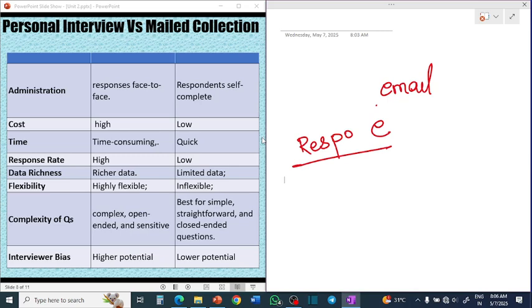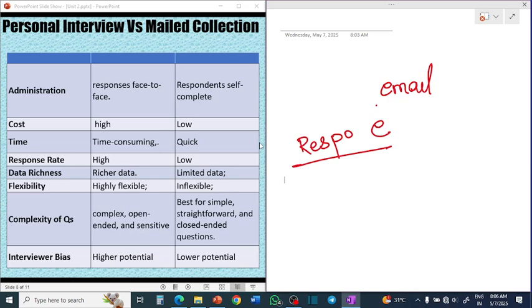Then we come on to flexibility. So when we do personal interview, it is highly flexible. We can select what persons we want, what questions we want, what will be the response. According to that, we can change our questions. But in mail collection, there is a set questionnaire, and the questionnaire is set to a number of people. Whether they are interested or not, we send them the questionnaire. So that is why it is called inflexible.